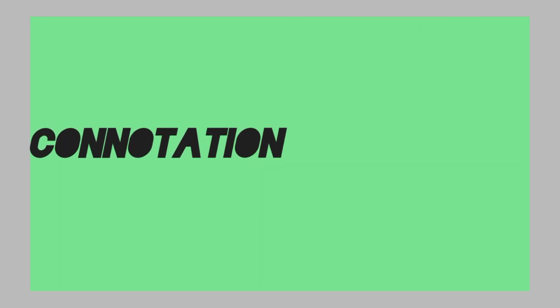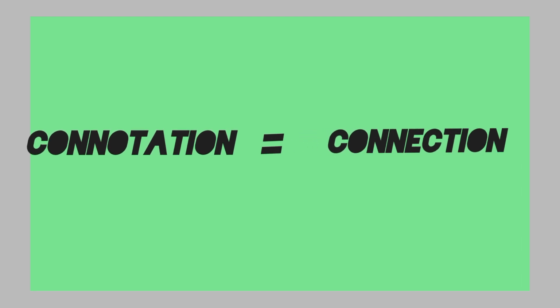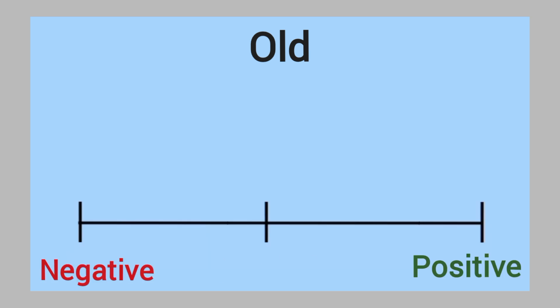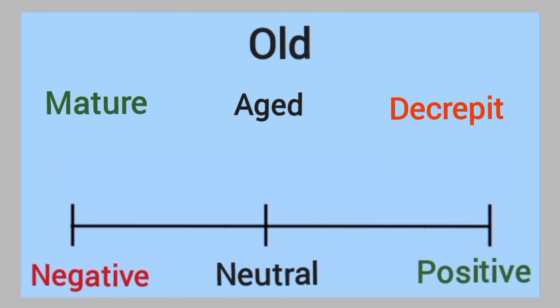The way that I'd like to remember is connotation is equal to connection. In that connection, how I feel about the word. Let's look at an example together. The word old. We're going to make a connotation scale here, and we're going to label it with negative, positive, and neutral right in the middle. The word old has various synonyms. Some of them have different connotations. For example, we have the word mature, we have the word decrepit, and age.